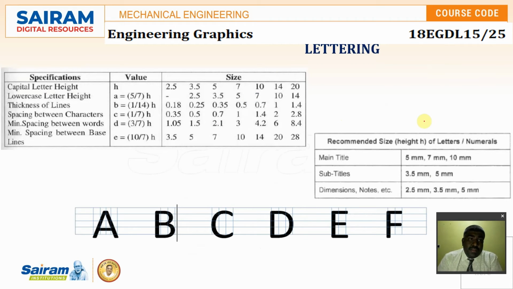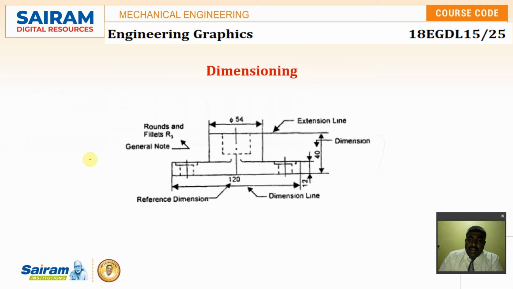Coming on to the lettering. Lettering has different things which we want to follow in manual drawing. That is the size of the letters, width of the letters, and thickness of the letters, everything comes in the picture. Coming to dimensioning.